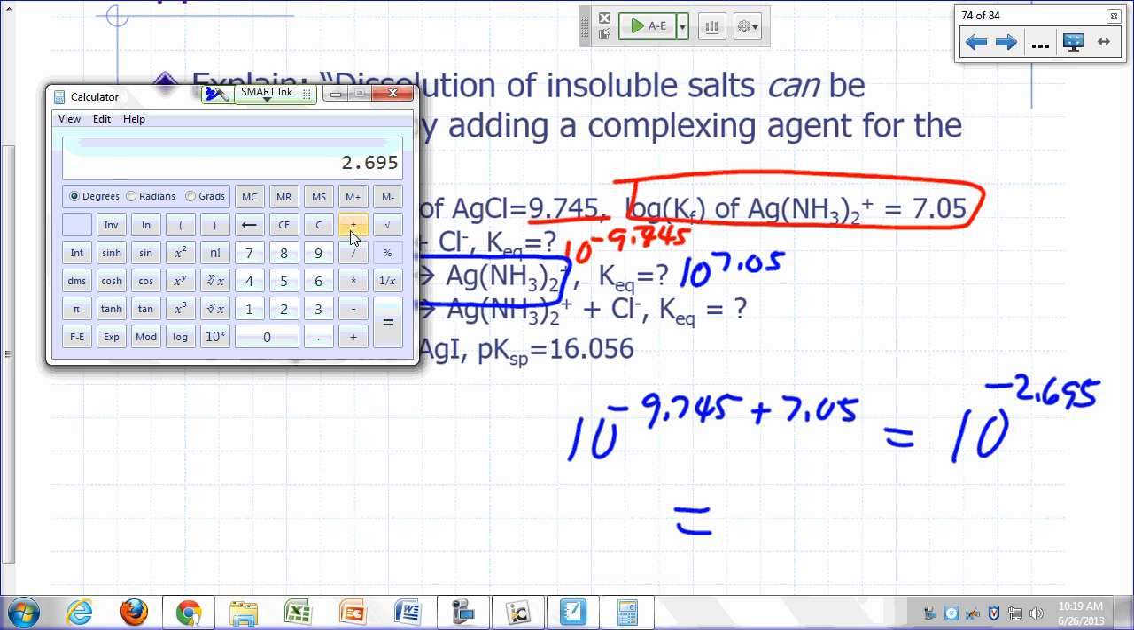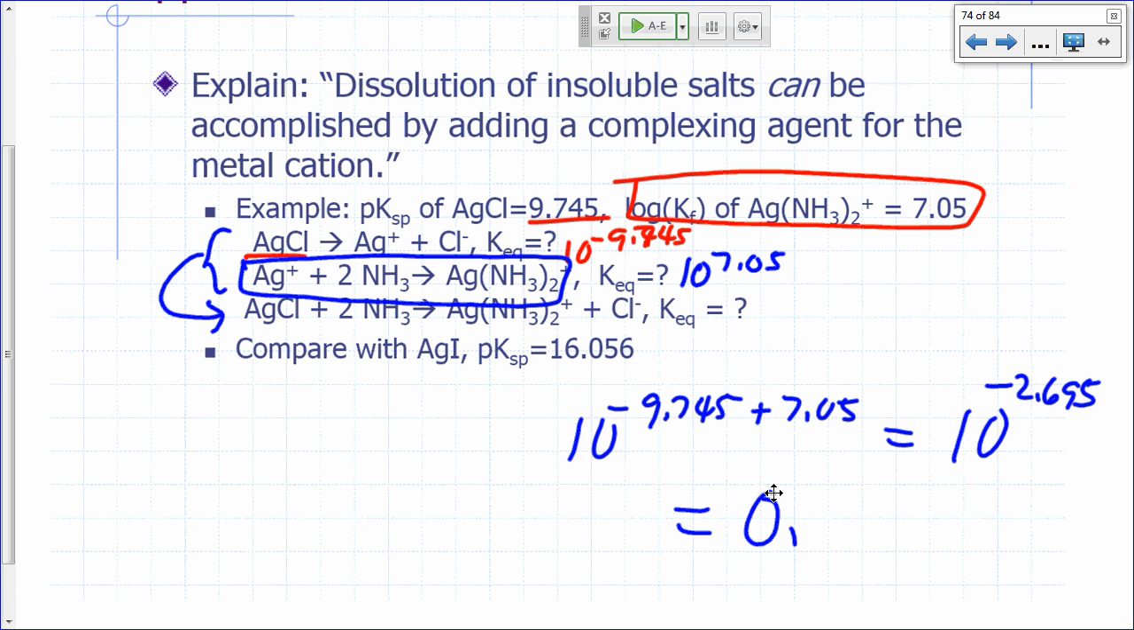2.695 negative antilog equals, so that's equal to 0.002. Okay, so that's small, but not very small. So it's actually big enough that silver chloride, if you add ammonia to it, depending on the concentration, you can actually get it to dissolve.